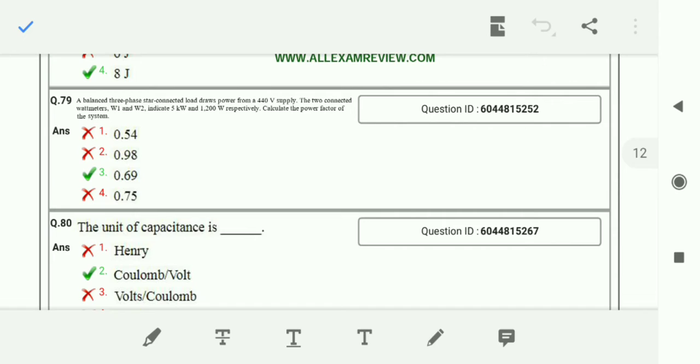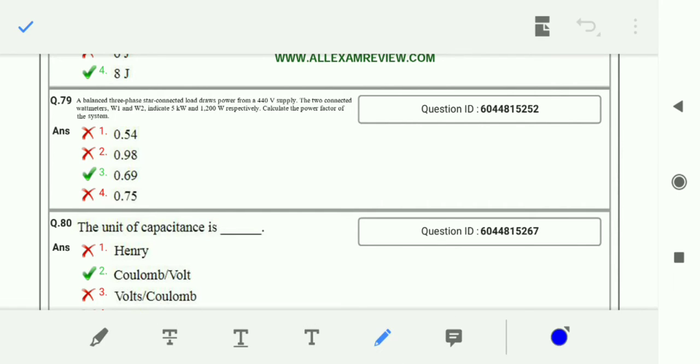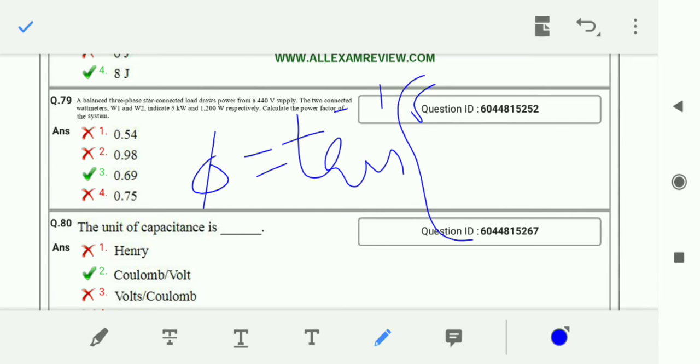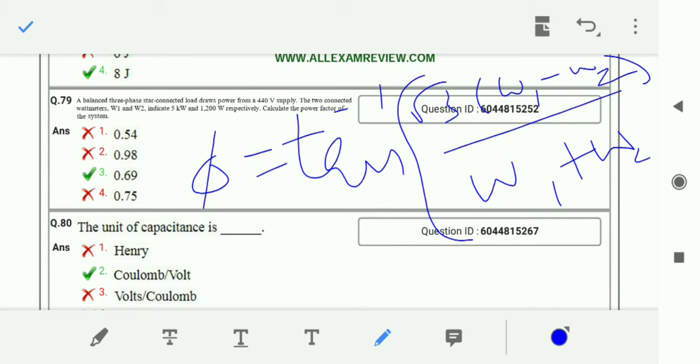Question number 79. A balanced three-phase star-connected load draws power from the 440 volt supply. The two connected wattmeters W1 and W2 indicate 5 kilowatts and 1200 watts respectively. Calculate the power factor of the system. How can we find the power factor? First of all, we have to calculate the phi value. That is equal to tan inverse of root 3 times (W1 minus W2) divided by (W1 plus W2). So this is the equation.